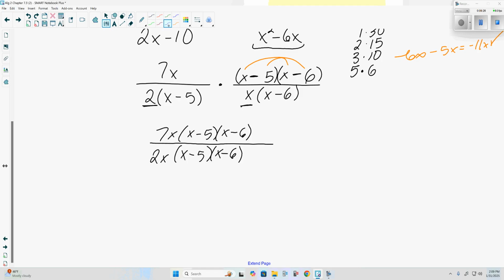What simplifies? Well, x minus 5 and x minus 5. X minus 6, x minus 6. And our x's here will simplify out, leaving us with what? Number 2. And it can't simplify, that's it.